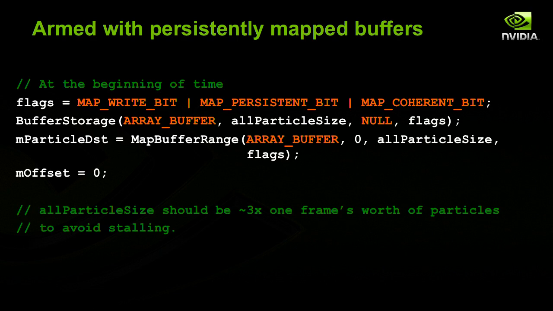And then we call map buffer range right away to get the pointer back to where we're going to do all of our scribbling for the rest of time. That thing will basically be a member variable, or a static variable in a C file somewhere. Same thing with m offset. We need to keep track of this, because we're going to treat m particle dest like it's a ring buffer, and we're just going to roll on through it.